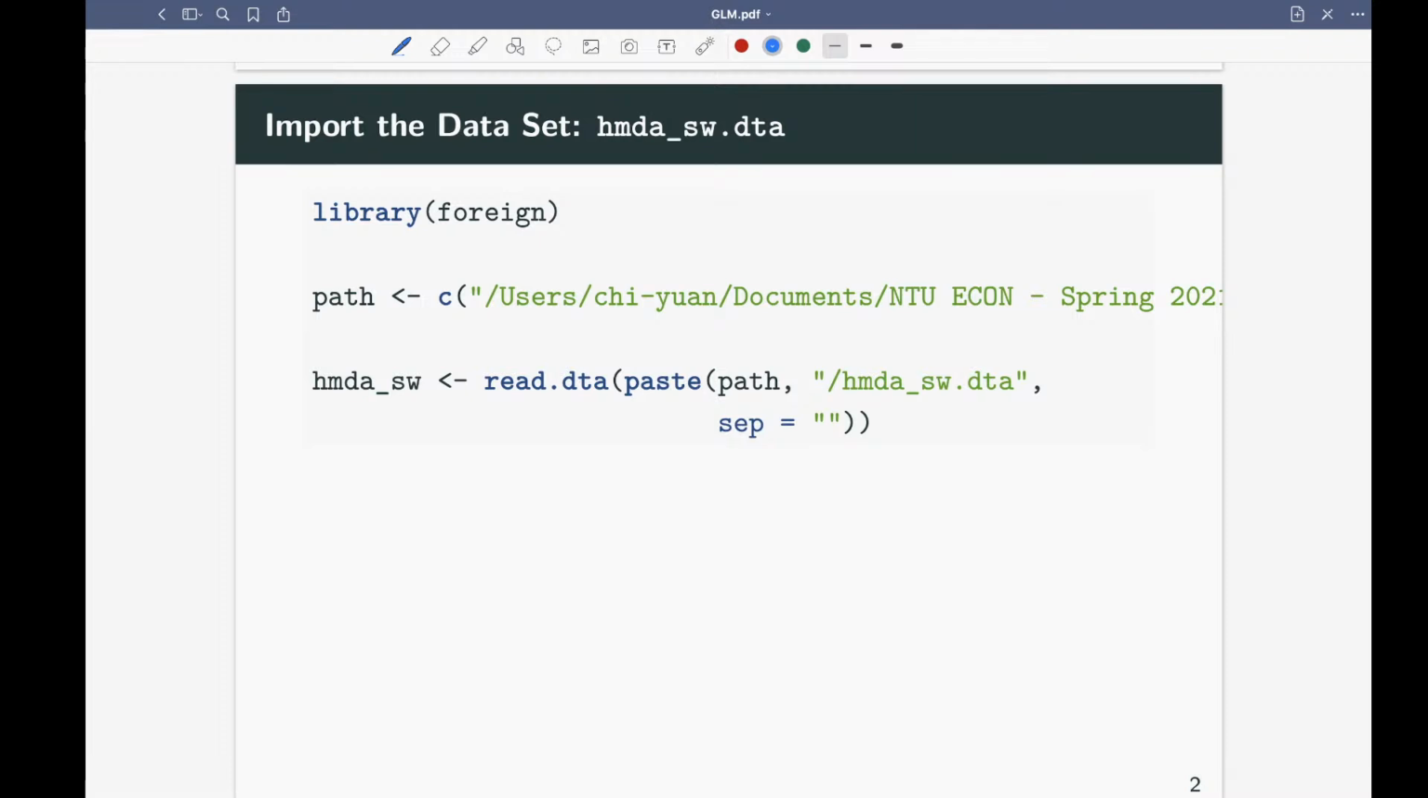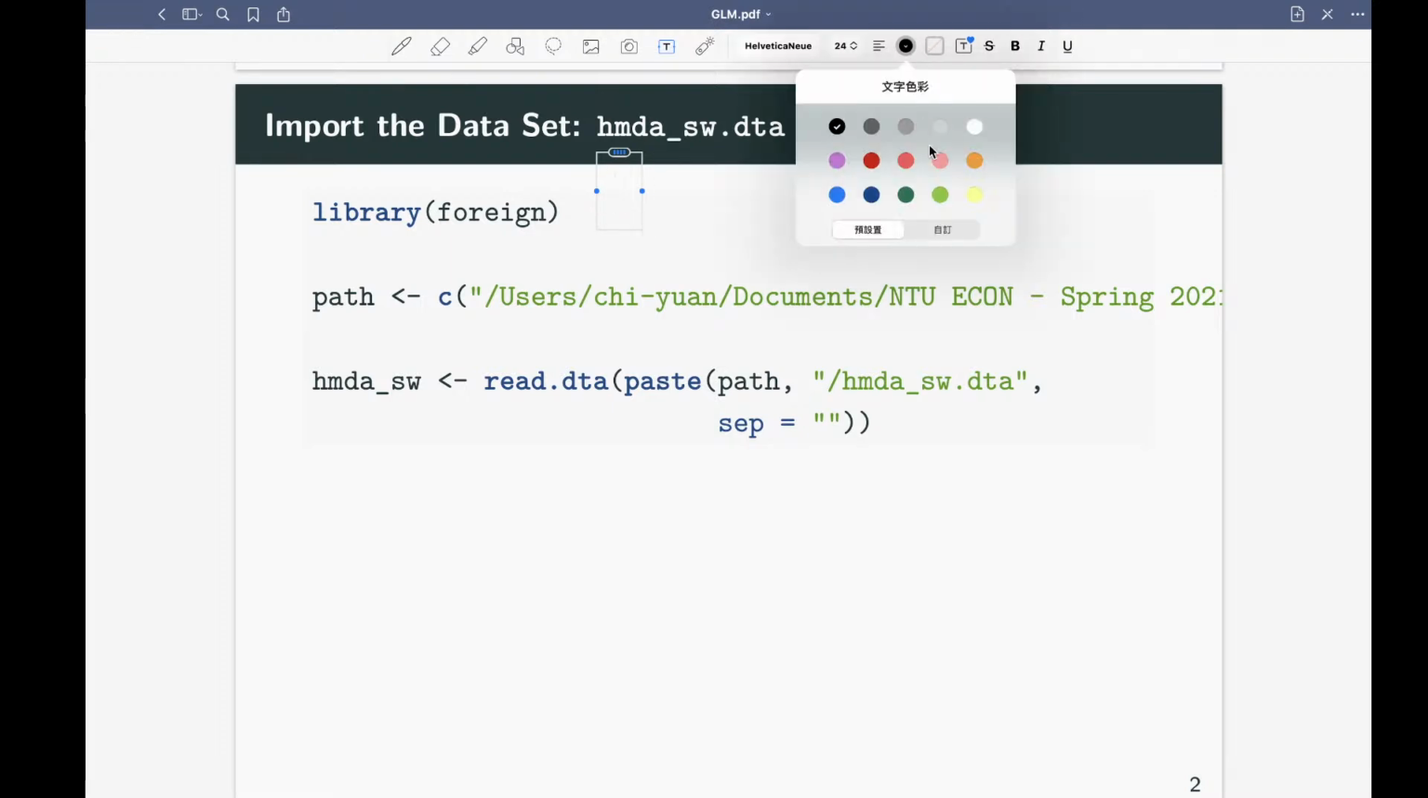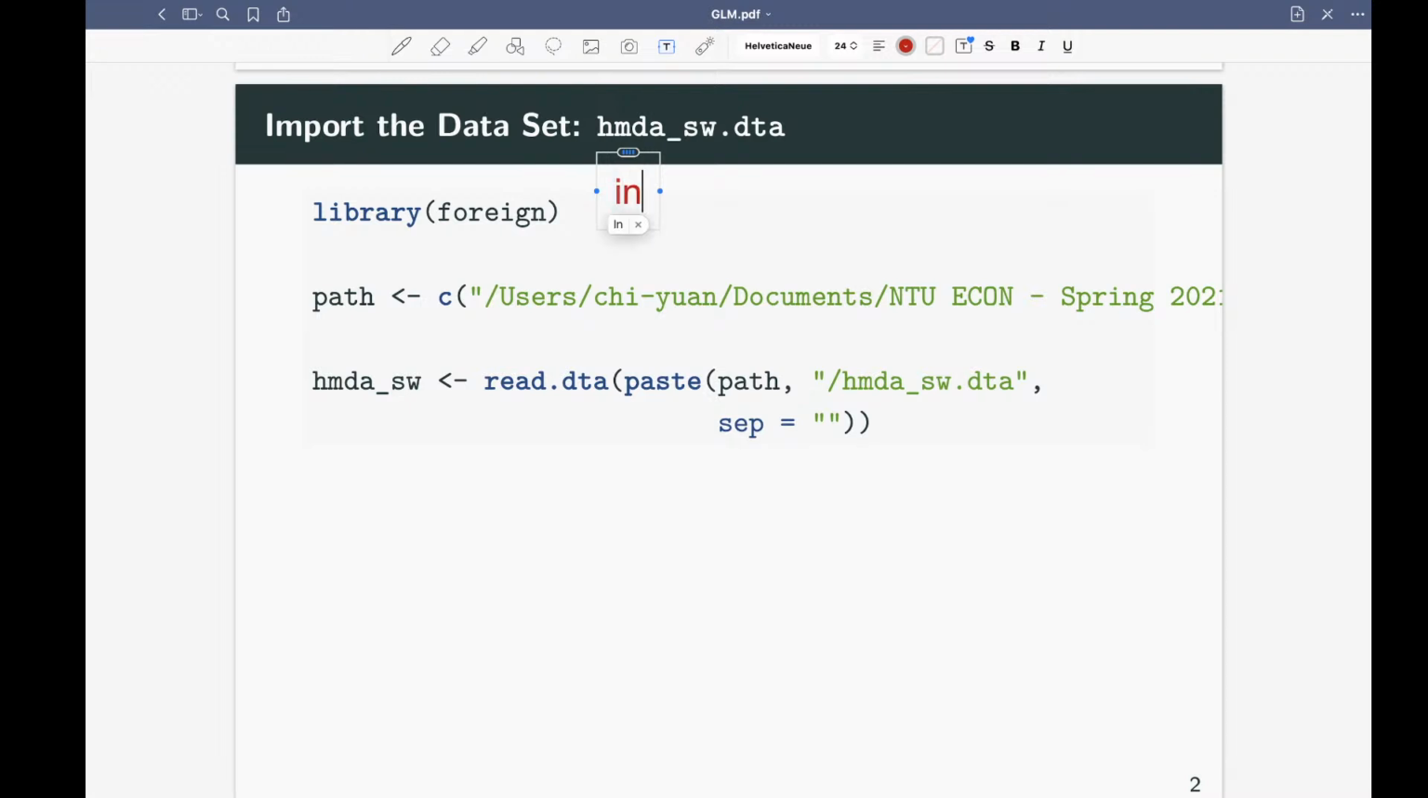So we should import this file from this package. This package is named foreign. If you don't install this package, you should write install.packages at first. You should type it here. If you haven't installed this package in the past, you should install it first, and you should use a quotation mark.